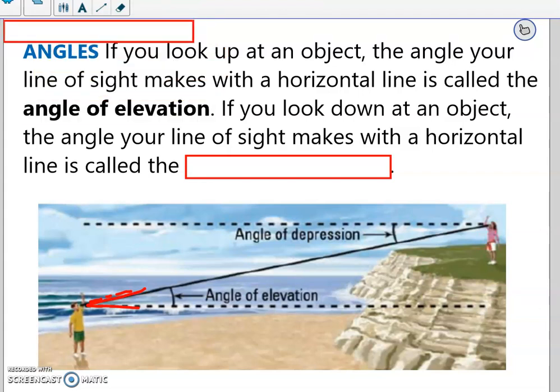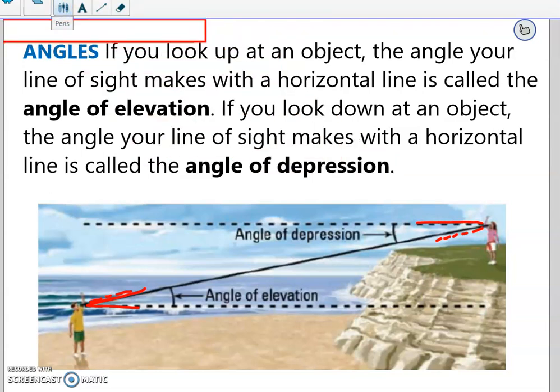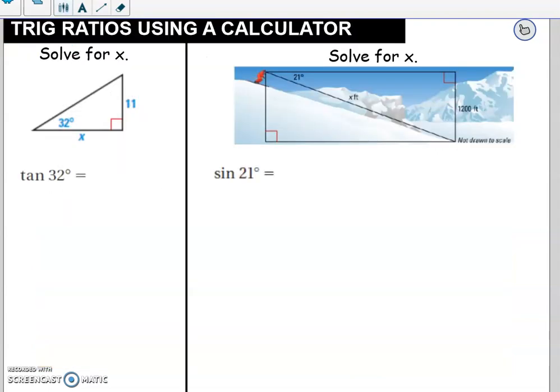And just the opposite, if you're looking down at an object like this girl is, the angle that's made up of your line of sight and a horizontal line is called the angle of depression. And so these two types of angles, angles of elevation and angles of depression, can also be factored in to what we're talking about with trig ratios. And you can see that here.